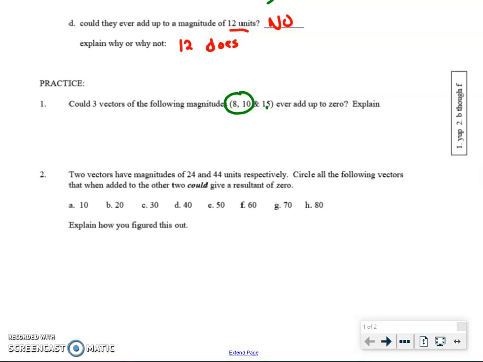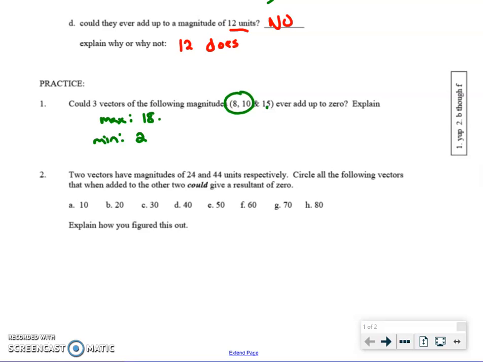And the answer is yes, because I look at the maximum value of 8 and 10, that could add up to 18. The minimum value that 8 and 10 could add up to is 2. We don't put negatives here, we're just interested in the magnitude. So does 15 fall between 2 and 18? Yes. And so they could add up to 0.